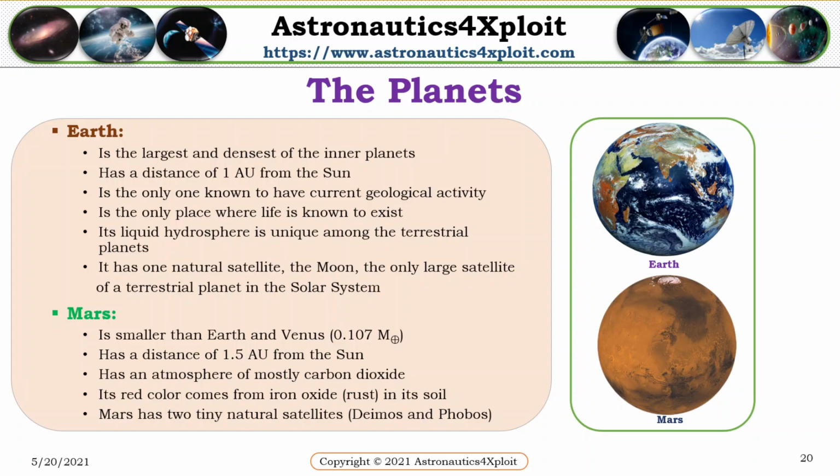Mars is smaller than Earth and Venus. It has a distance of about 1.5 AU from the Sun, and it has an atmosphere of mostly carbon dioxide. Its red color comes from iron oxide in its soil. Mars has two tiny natural satellites, which are Deimos and Phobos.